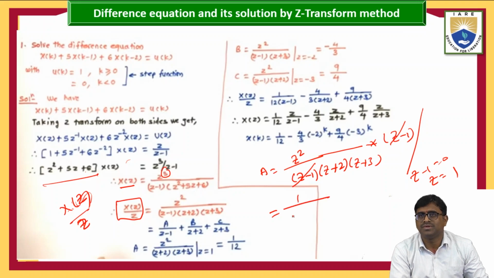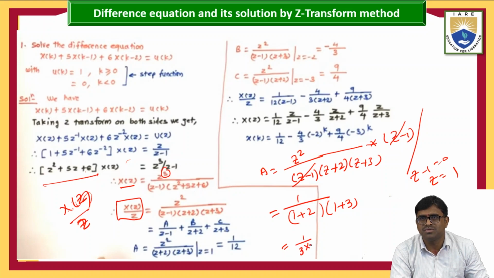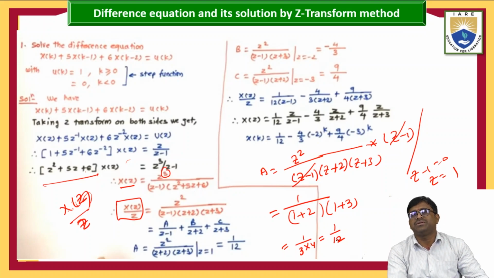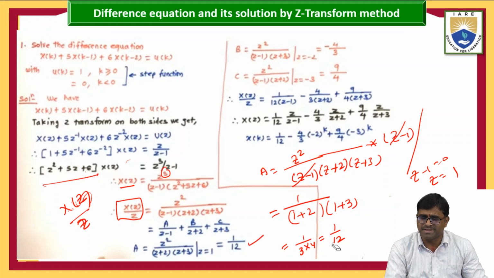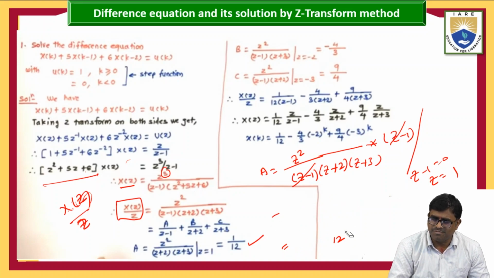That is 1 by (1 plus 2), (1 plus 3). It comes to 1 by 3 into 4, that equals 1 by 12. We got the a value as 1 by 12. This is the process for finding the a value, which I have already explained.